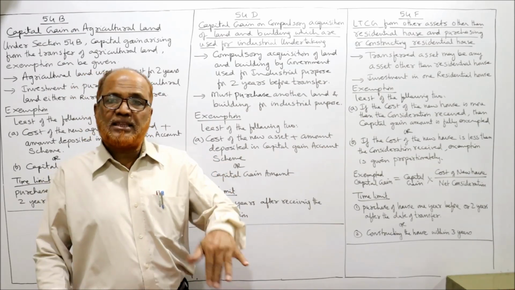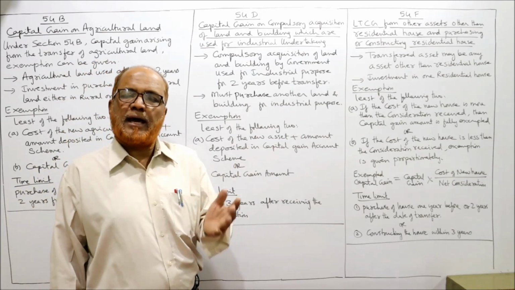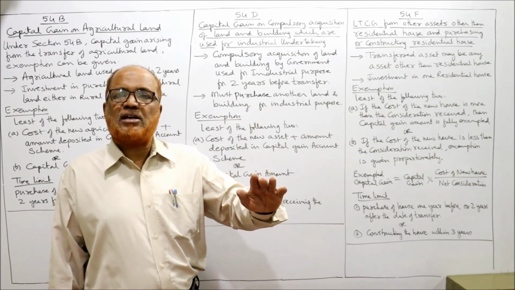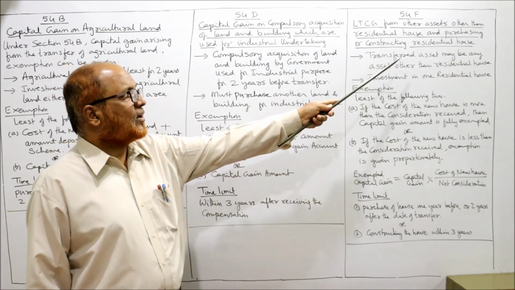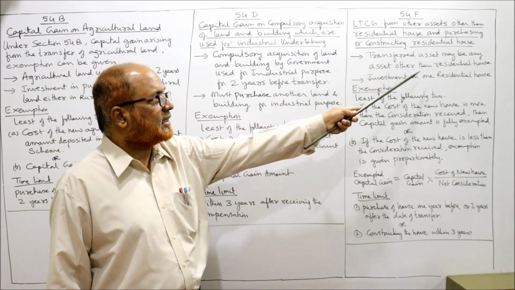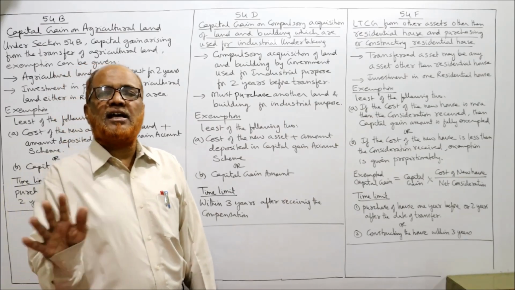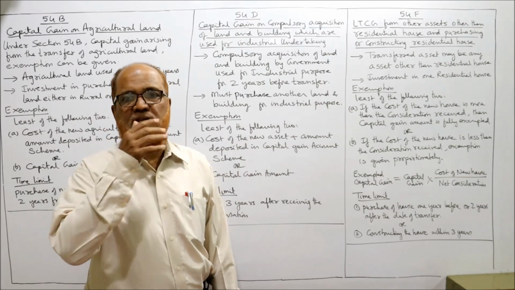House. Other than residential house, any other capital asset is sold and long-term capital gain arises, and from that he is purchasing or constructing a new residential house. The transferred asset may be any asset other than residential house. The asset which is sold should be any asset other than residential house. Secondly, investment in one residential house.